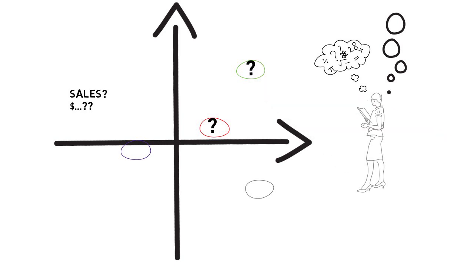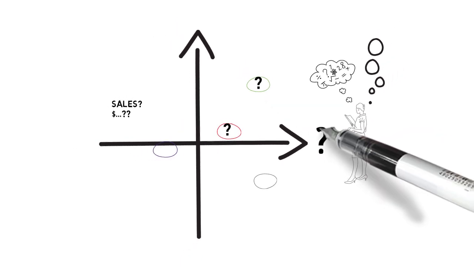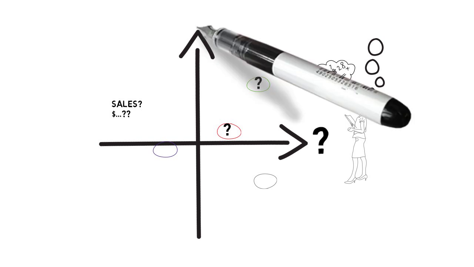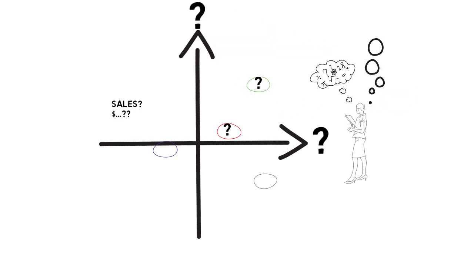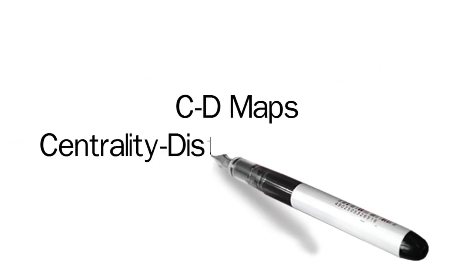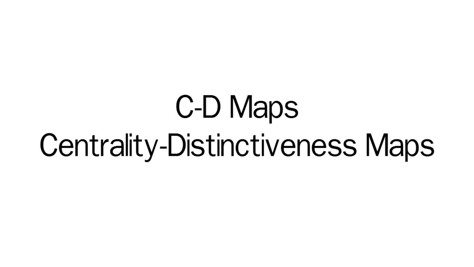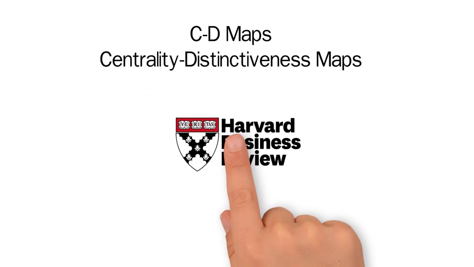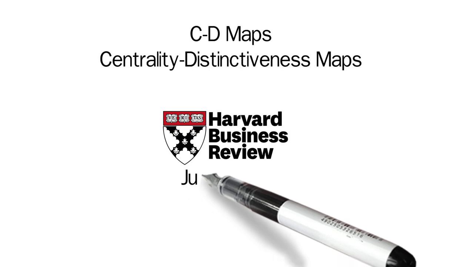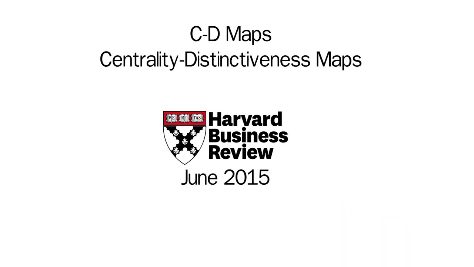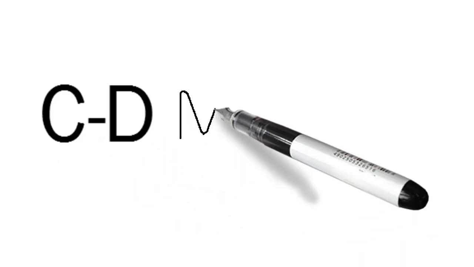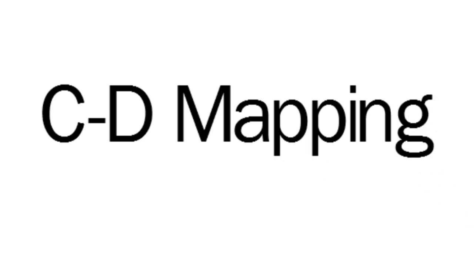An even more basic problem is that dimensions of the perceptual map are often arbitrary or based on hunch, even when statistical techniques are used. Our methodology overcomes the shortcomings of traditional perceptual maps. The first article describing our methodology was published in the Harvard Business Review in June 2015. In this video, we provide a brief introduction to the methodology we call CD Maps.